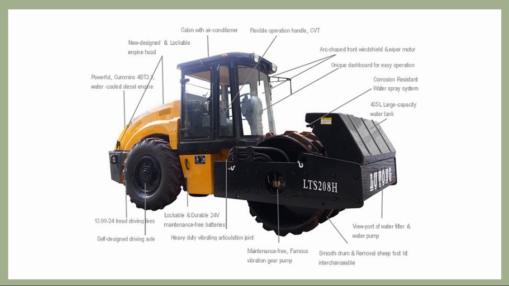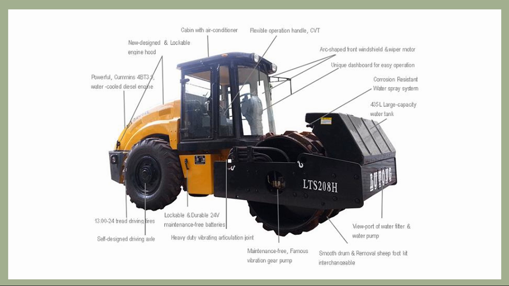So student, here you can see that this one is the cab, as already told, with the air conditioner. Here is the flexible operational handle. Here is the new design lockable engine hood, and a powerful water cooled diesel engine is placed under this engine hood. Here is the self-designed driving axle, and here is the wheel tire. This one is the lockable and durable battery storage portion.